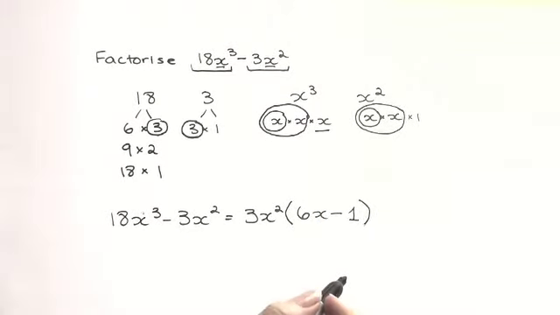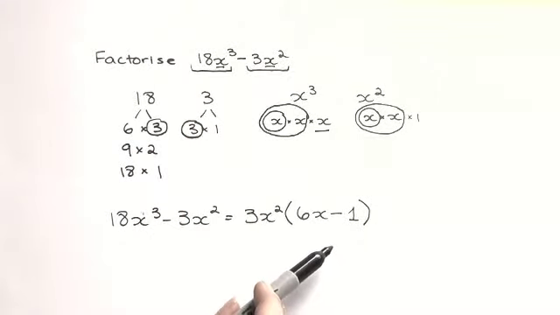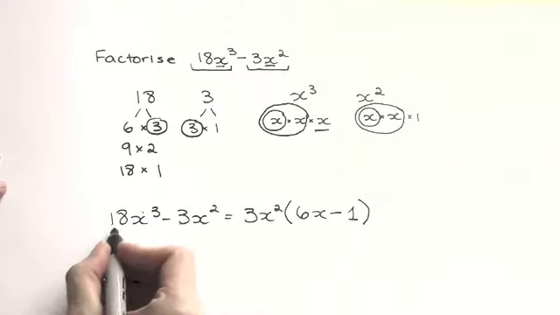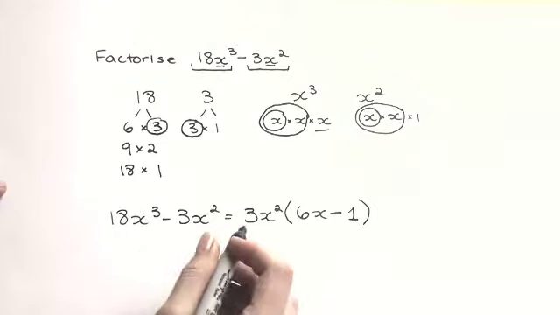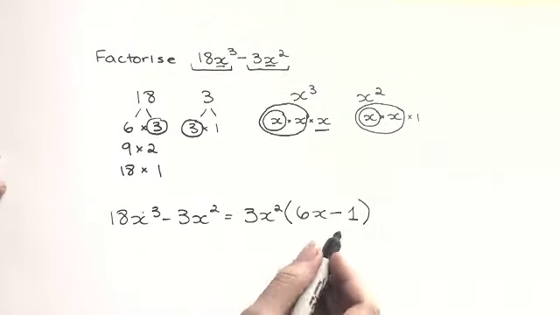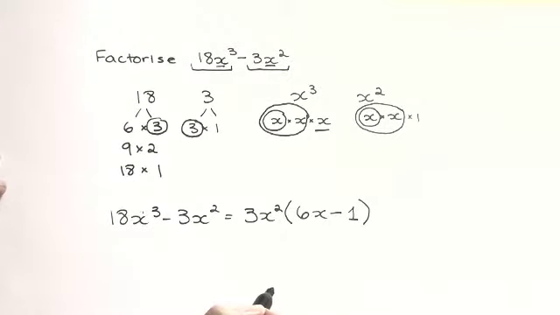The reason you wouldn't necessarily put 1 times 1 is because that's kind of redundant. You could say 1 times 1 times 1, it can go forever. It's just 1. And so this is our answer. 18x cubed minus 3x squared is equal to 3x squared times 6x minus 1, all in those brackets there.